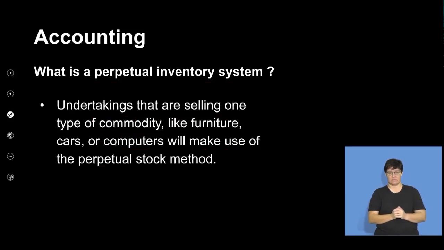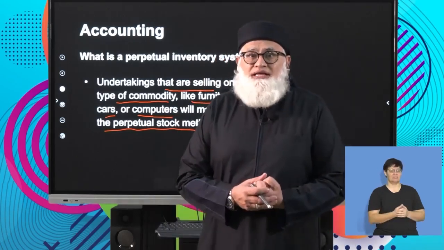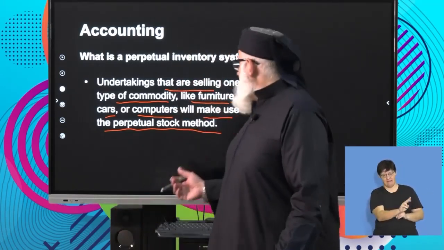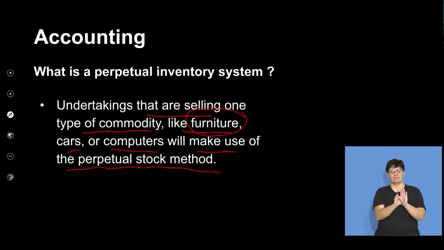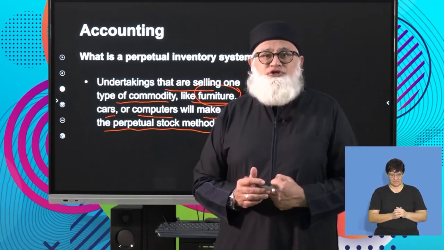Businesses that are selling one type of commodity like furniture, cars, computers will make use of the perpetual stock method. Think about it: items that are easily identifiable. If you walk in, you can identify furniture as unique items, you can identify cars or computers, and that lends itself to this type of inventory system, namely the perpetual inventory system.